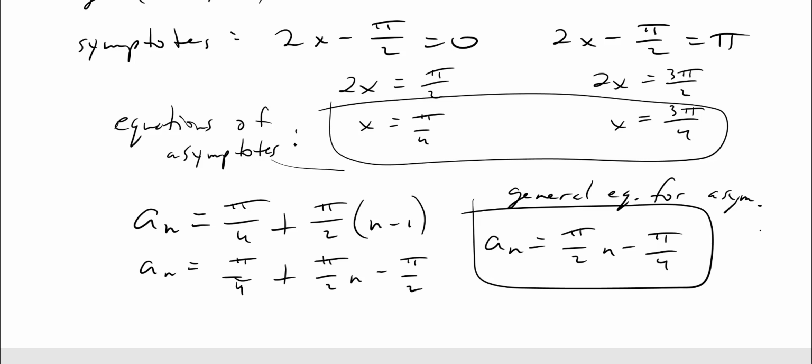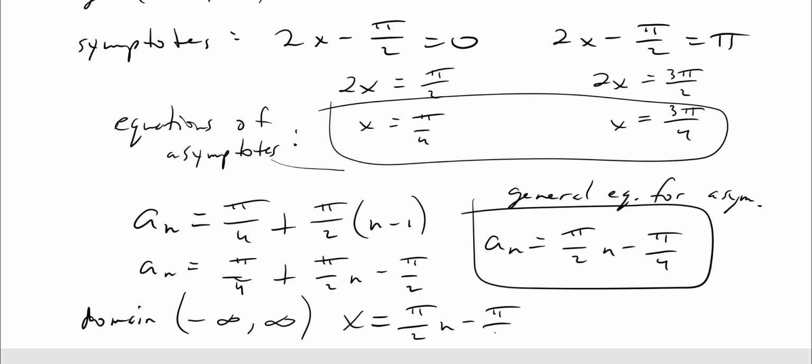Of course, what is our domain? Domain is super easy, right? Negative infinity to positive infinity. X cannot equal pi over 2 n minus pi over 4, n is an integer. Oh, by the way, that's also here. N is an integer. That's important for the domain as well, or for the domain and the asymptotes. You got to tell me that, because n can't be, think about it, n's 1, 2, 3. It can't be half because that would give you an asymptote in the wrong place. So you got to tell me n's always an integer for these problems.